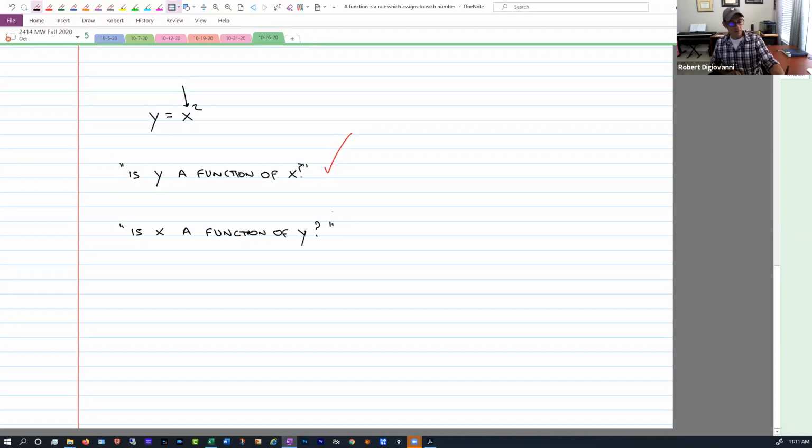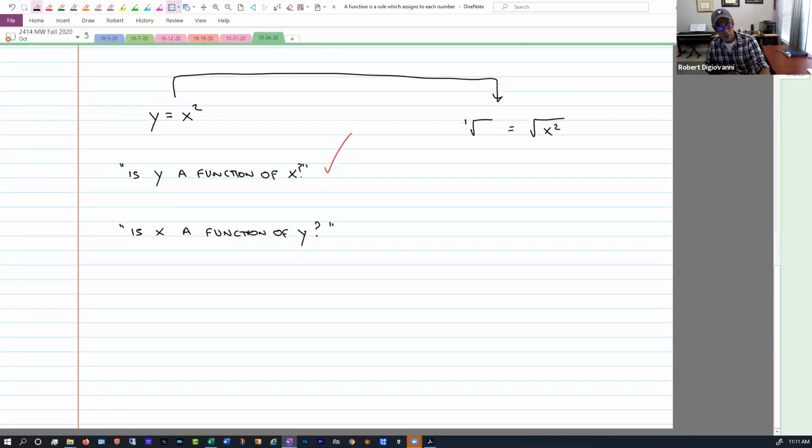So same equation. In order to answer this, we have to take that equation and solve it for x. To solve that for x, I have to take the square root on both sides of the equation. And any time you introduce the square root on both sides of an equation, when you actually do that mechanical process, you have to do plus or minus. So we get plus or minus square root of y equals x. Now, is x a function of y? If I plug in a value of y, is it going to spit out something?